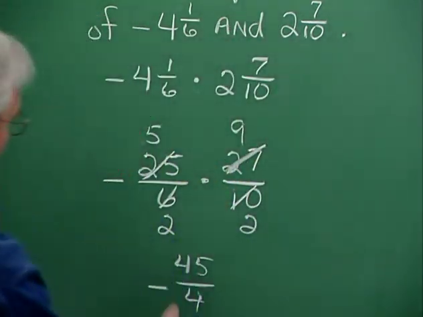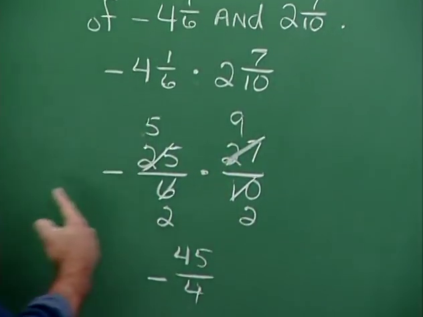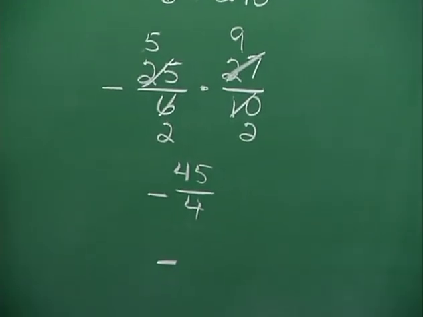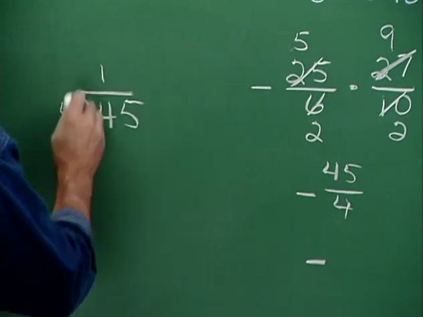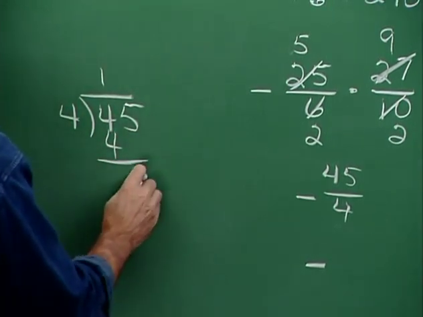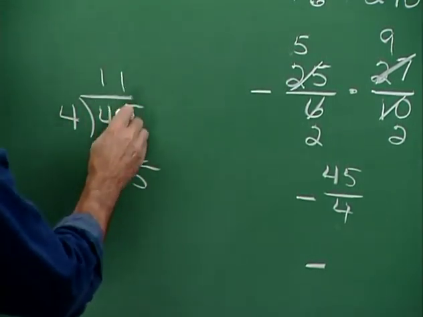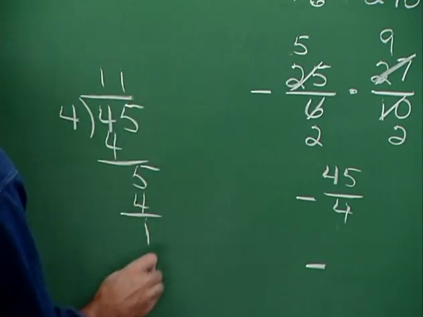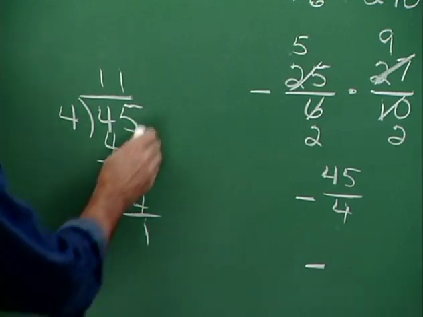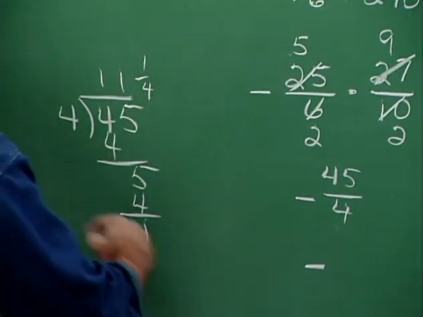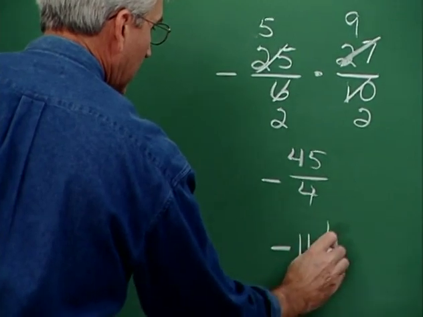At any rate, okay, we have 45 divided by 4, so it's okay to come out here to the side and say 4 into 45. Let's see, 4 into 4, 1, 1 times 4, 4. Subtract, we get 0, bring down the next digit. 4 into 5, 1, 1 times 4, 4. Subtract, we get 1. So it's 11 with 1 as the remainder. And we'll write this as 11 and 1/4. So negative 11 and 1/4.